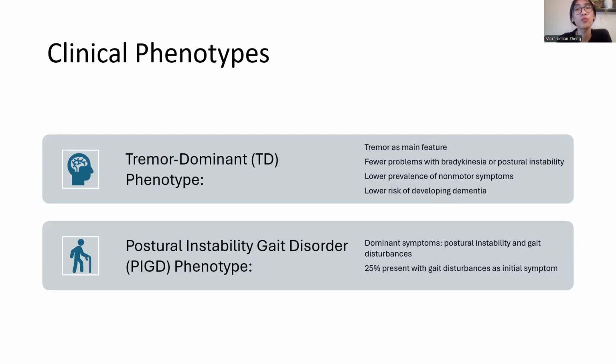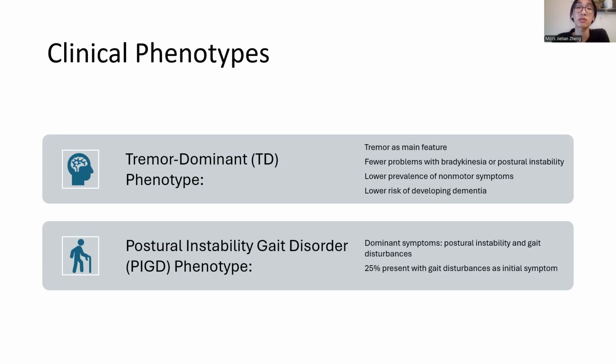Research has identified two main clinical phenotypes of Parkinson's disease that have important implications for prognosis and treatment. The tremor dominant phenotype, as the name suggests, has tremor as the main feature. These patients typically have fewer problems with bradykinesia and postural instability, lower prevalence of non-motor symptoms, and importantly, a lower risk of developing dementia.